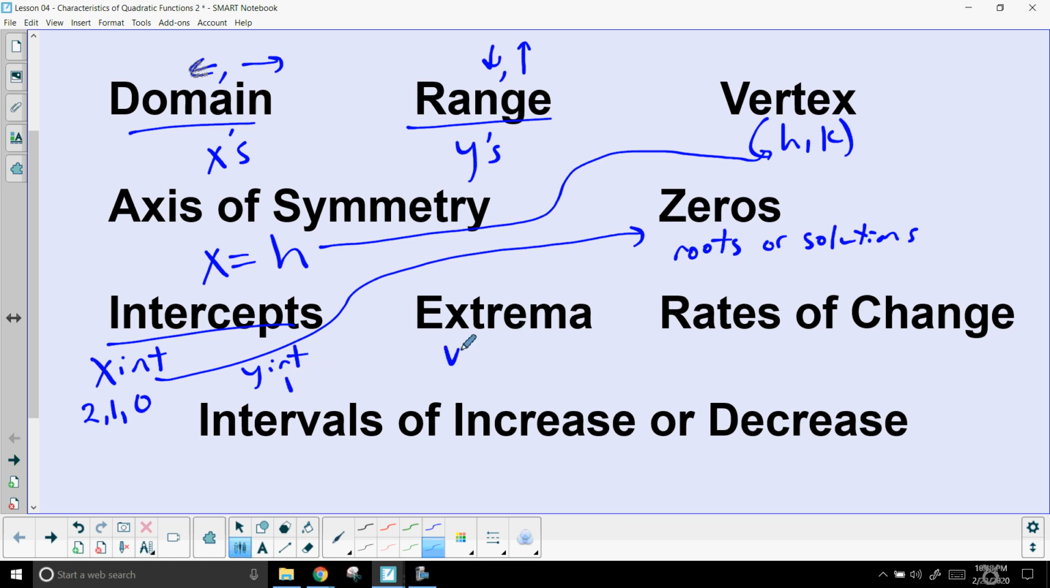Extrema is going to be the vertex. Remember, that's going to be a max or a min. Max as if it looks like a mountain, min if it's a valley. Rate of change is going to be slope. We'll see that in a little bit. And intervals of increase is when we're increasing in value. Decrease is when we're going down in value.